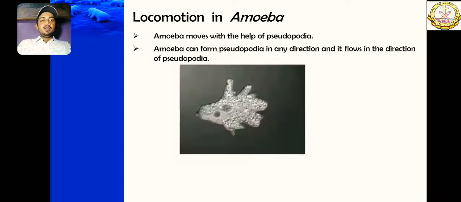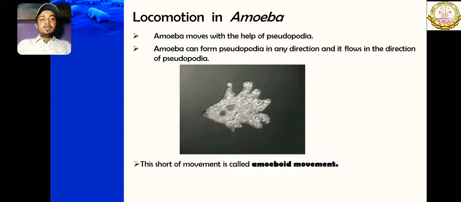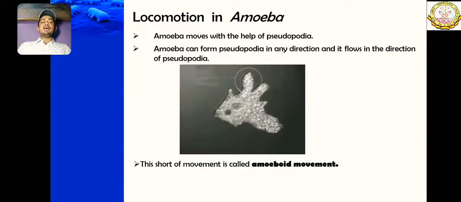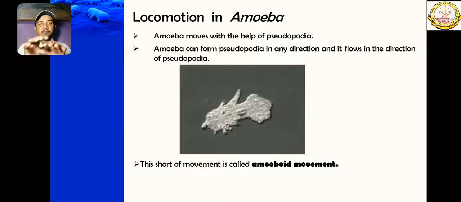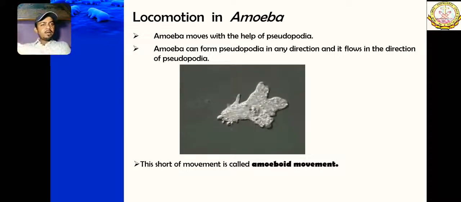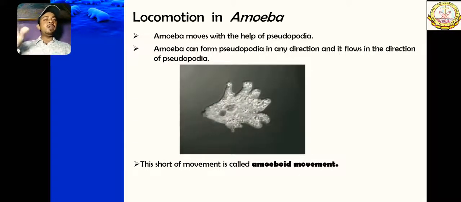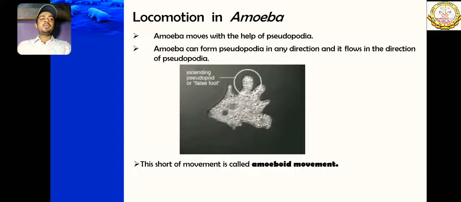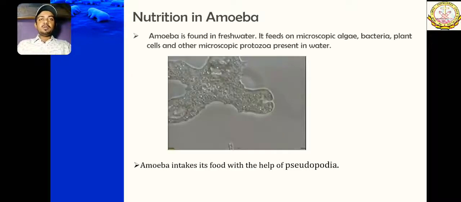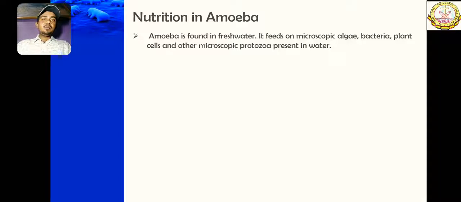This sort of movement has been given a name, and that name is amoeboid movement. If something moves like this by forming pseudopodia and flowing in one direction, it is called amoeboid movement. Next point is nutrition in amoeba. How does it take place? For nutrition, we will see, amoeba is found in fresh water.